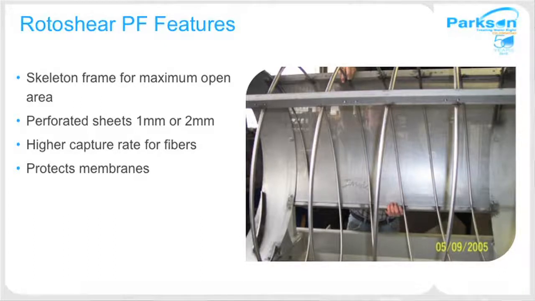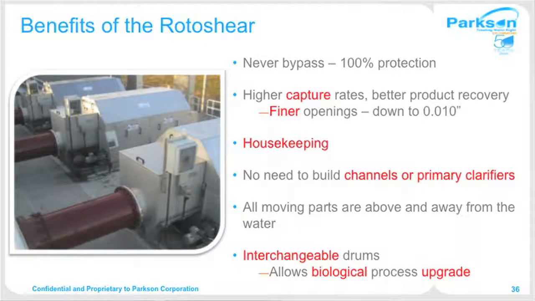Some of the benefits of using rotating drum screens or Rotoshear in your wastewater treatment plant. These are the only type of screens that can claim that 100% protection. They never have bypass compared to other screens. The screens with seals in the channel or they have moving belts, they can carry over solids, but rotating drum screens never allow this. They have higher capture rates, better product recovery because they can offer finer openings down to 0.010 of an inch.